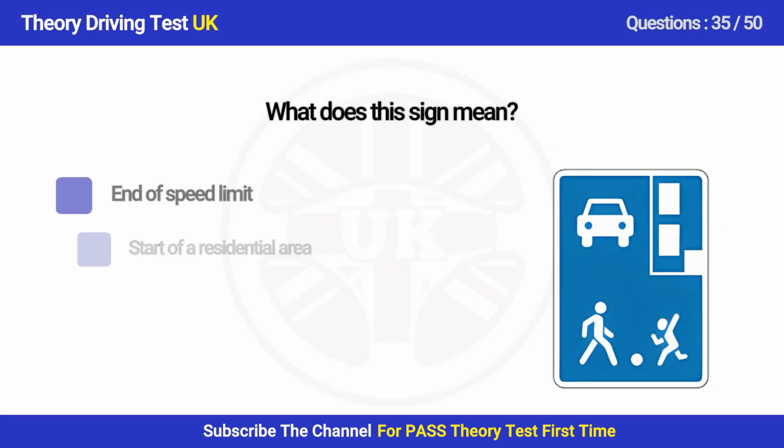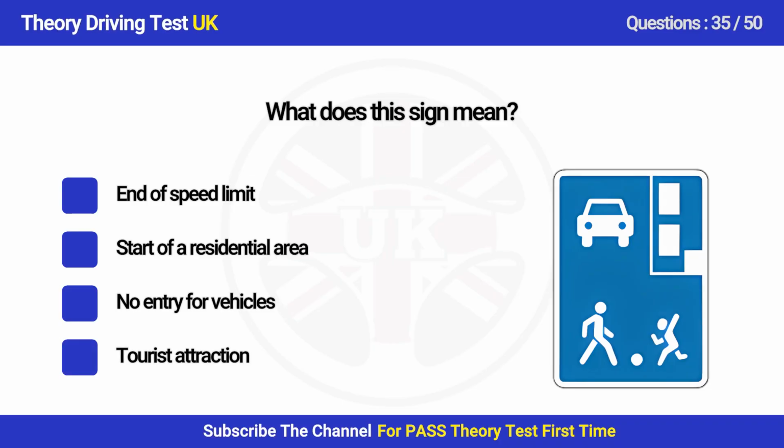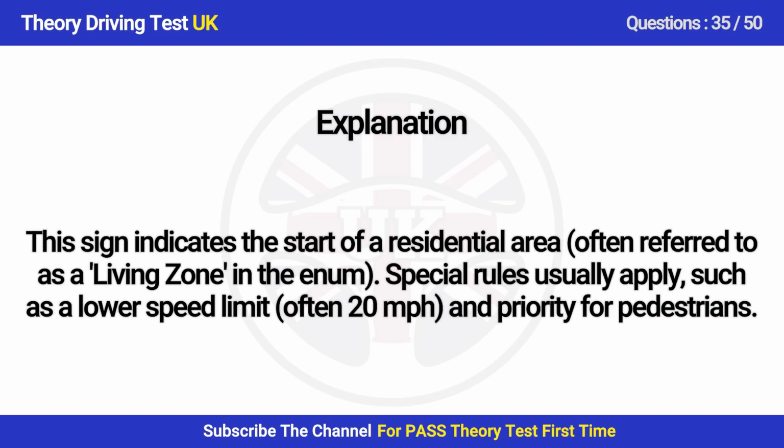Question 35. What does this sign mean? A. End of speed limit. B. Start of a residential area. C. No entry for vehicles. D. Tourist attraction. Answer is B. Start of a residential area. This sign indicates the start of a residential area, often referred to as a living zone. Special rules usually apply, such as a lower speed limit, often 20, and priority for pedestrians.